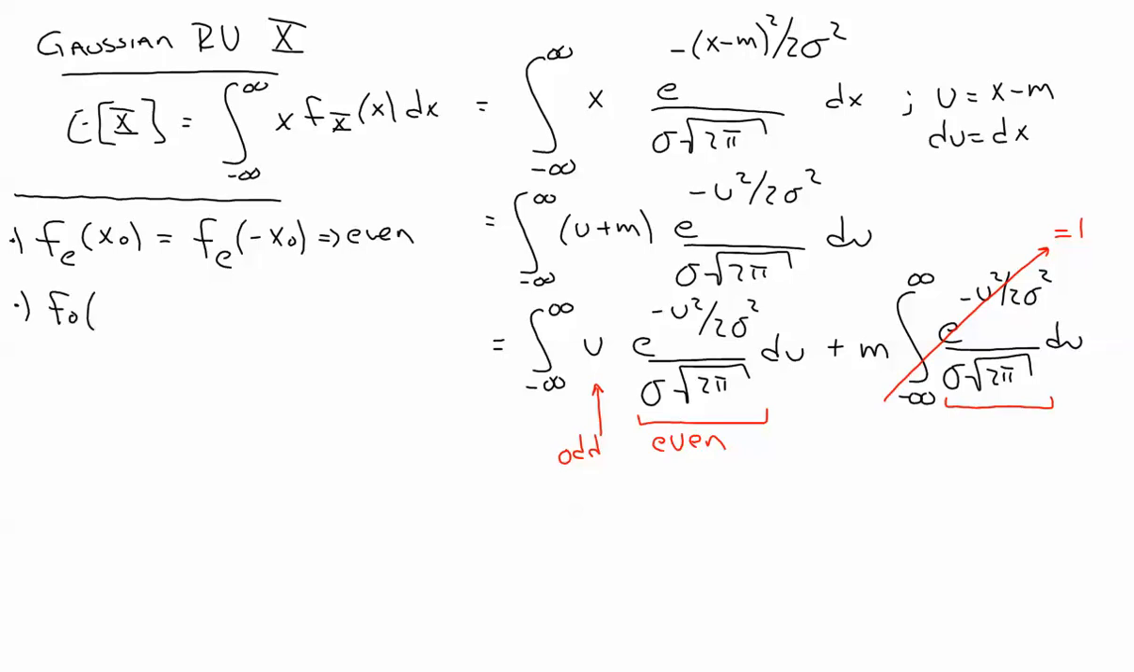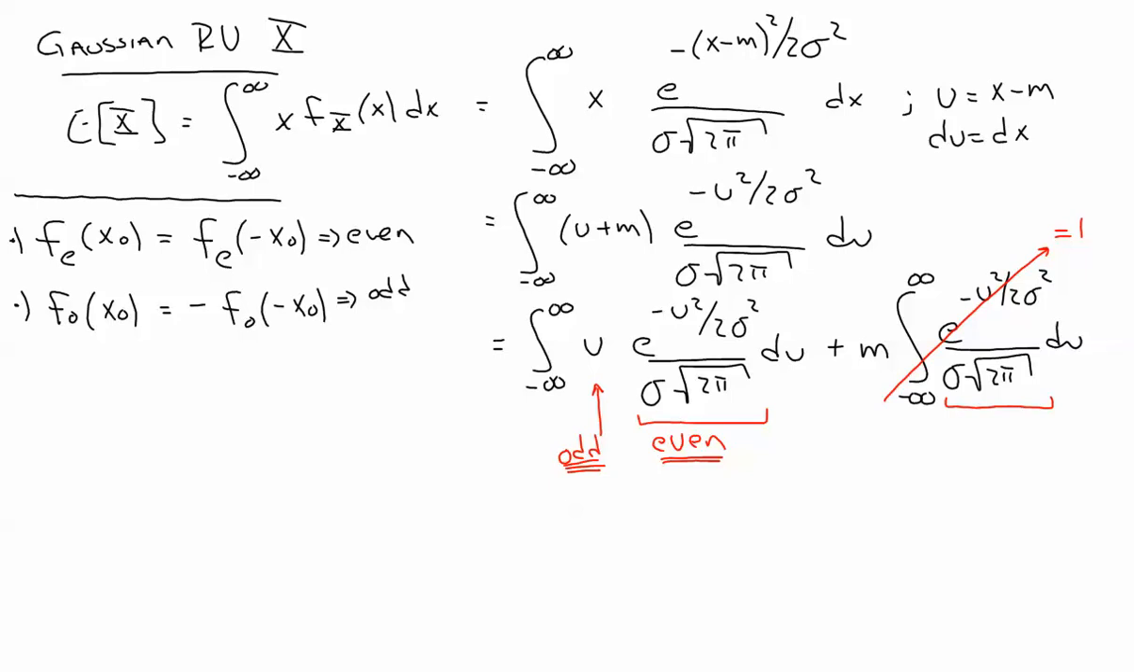An odd function is characterized by this: f sub odd evaluated at x naught is negative f sub odd evaluated at minus x naught. That's characteristic of an odd function. The sine function, sin of x, is odd. A straight line that goes through the origin is an odd function. So here, u is a linear function that goes through the origin. It's an odd function. Here I have a zero mean Gaussian function that's even.